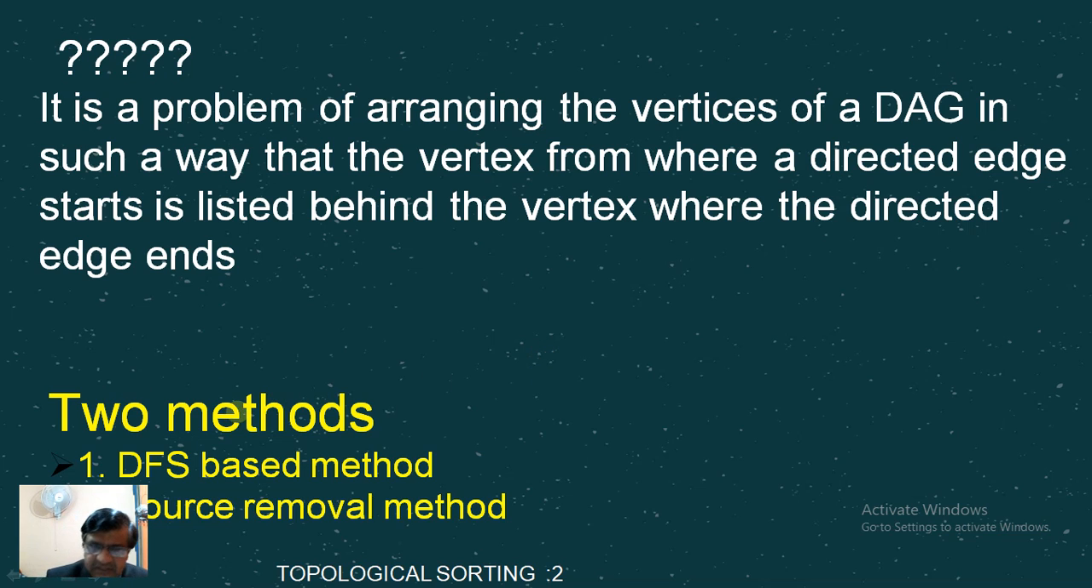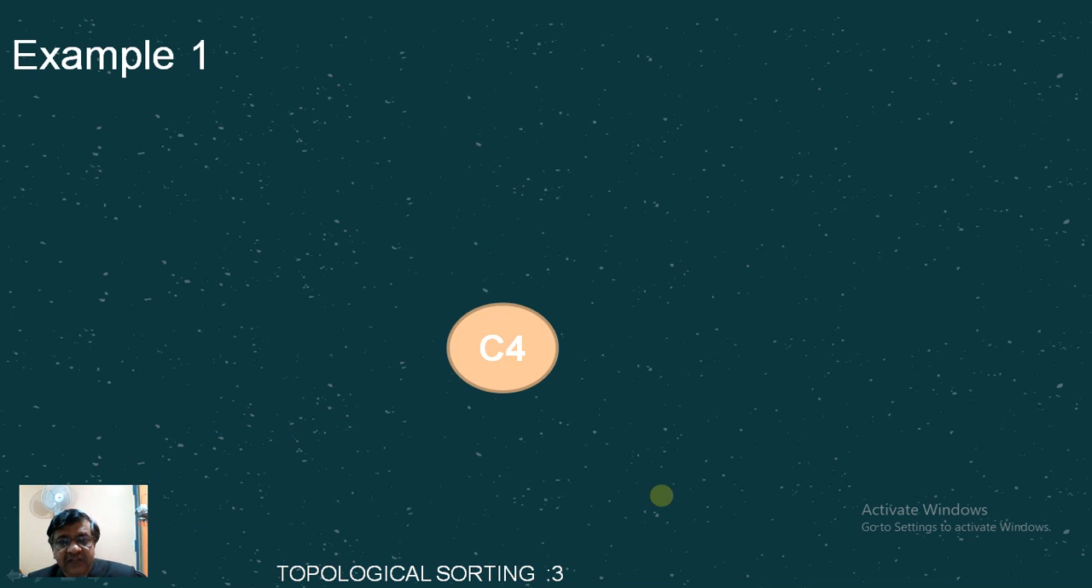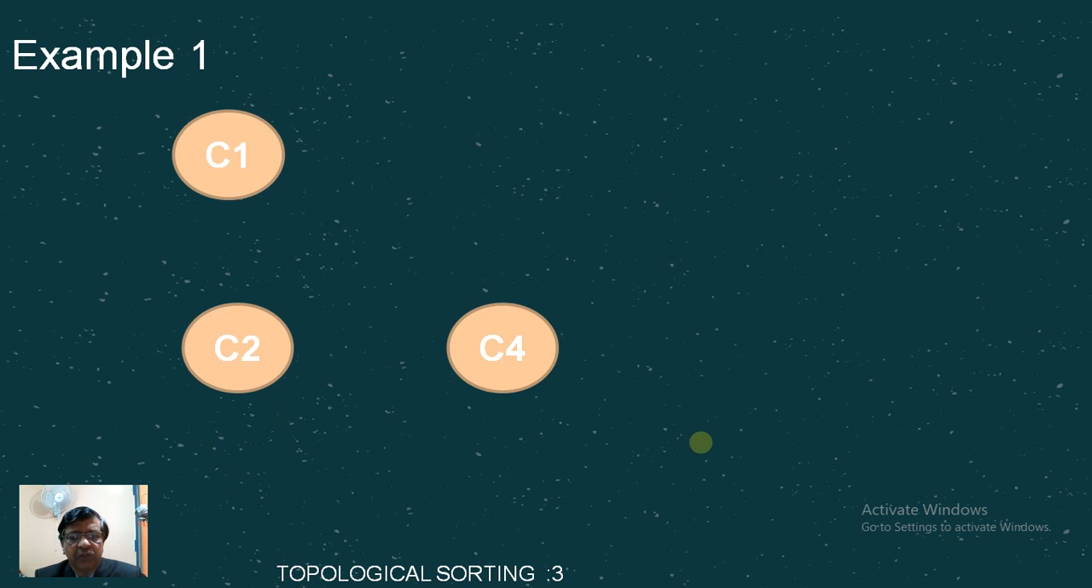There are two methods of solving this practical problem: the DFS based method and the source removal method, and we will elaborate how exactly this topological sorting is done. Here is a problem. Course 1 and course 2 can start simultaneously. I'm just explaining this problem, and simultaneously it will be picturized.